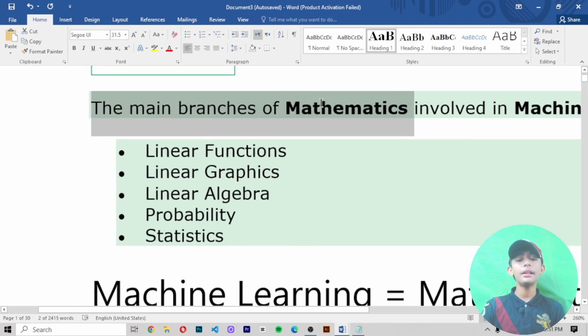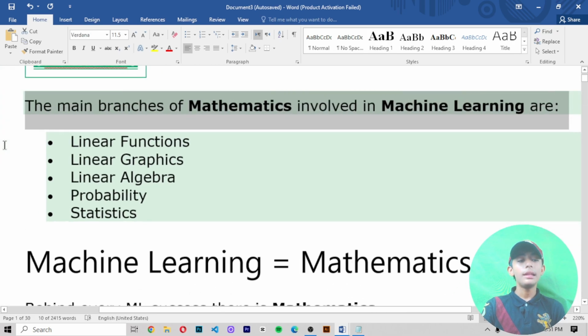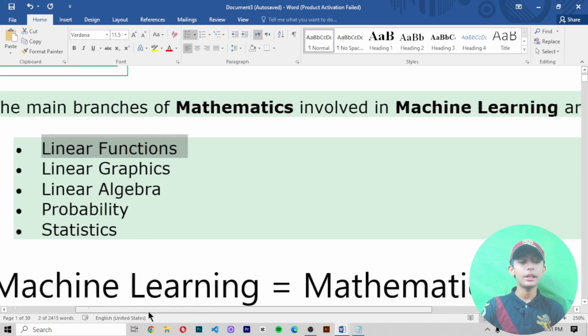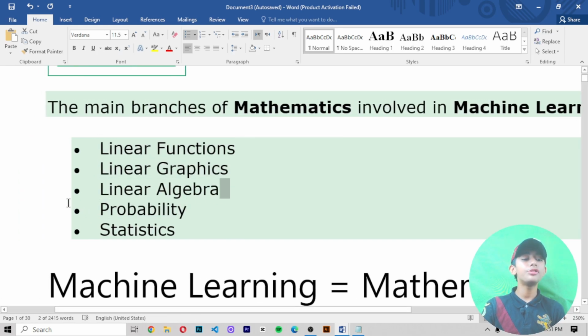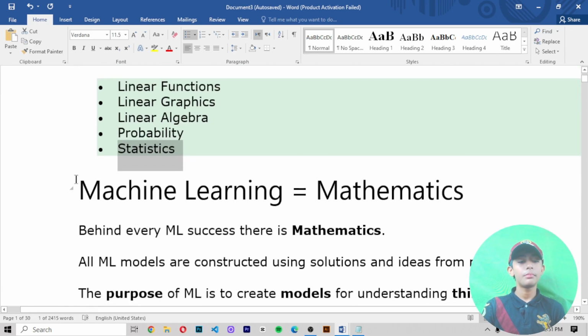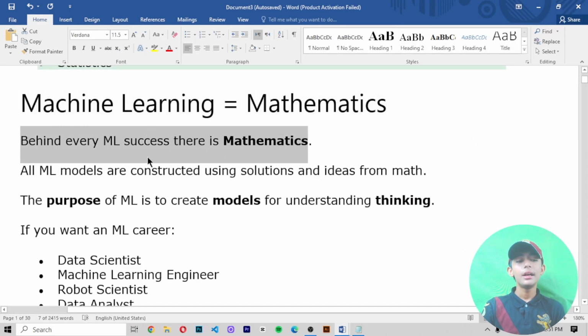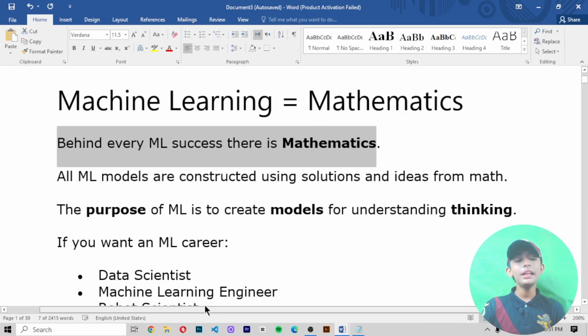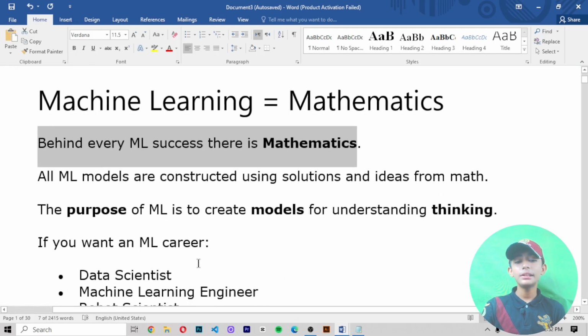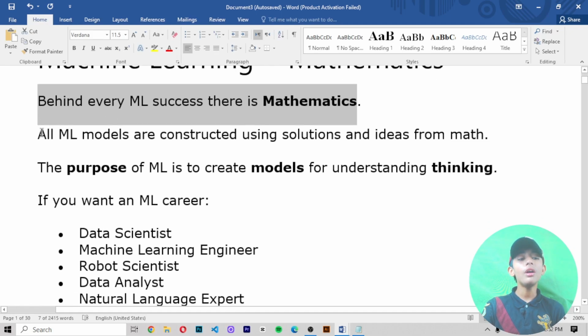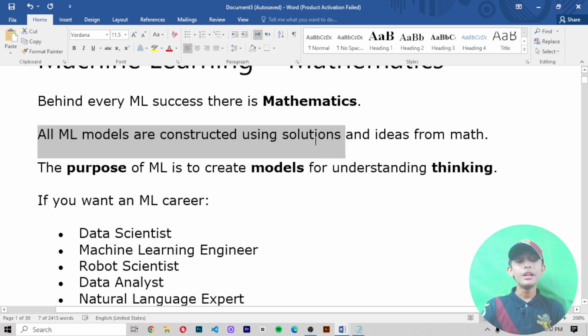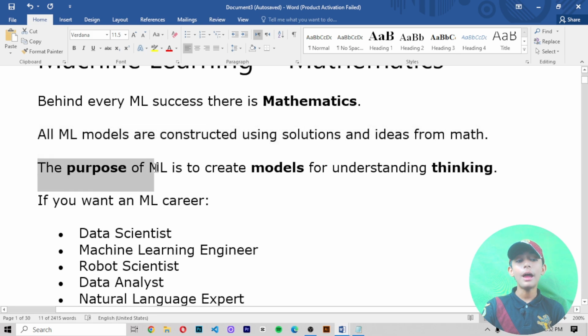The main branches of mathematics involved in machine learning are: first, linear functions; second, linear graph; third, linear algebra; fourth, probability; and number five, statistics. Machine learning equals mathematics. Behind every ML success, there is mathematics. All ML models are constructed using solutions and ideas from math. The purpose of ML is to create models for understanding thinking.